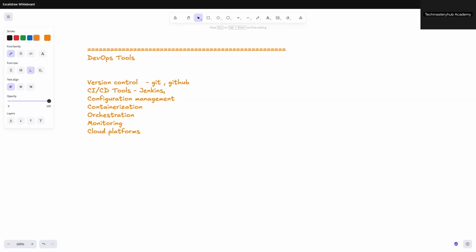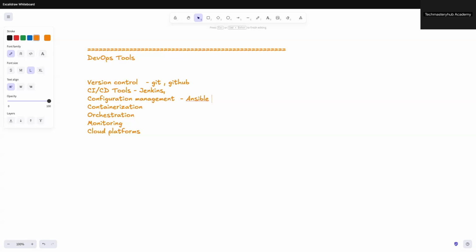So next tool is the configuration management section. In configuration management, the most famous or widely used tool is Ansible. The purpose of the configuration management tool Ansible is to automate server setup and configuration. Imagine you have 50 servers. Do you configure each server manually? Not practical. With Ansible, you write one playbook and apply configuration to all the servers at a time.